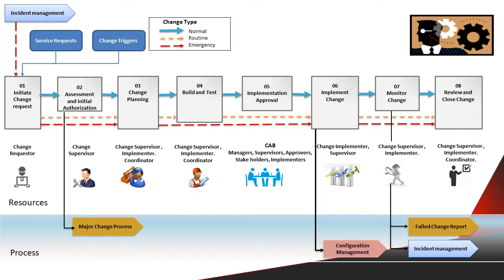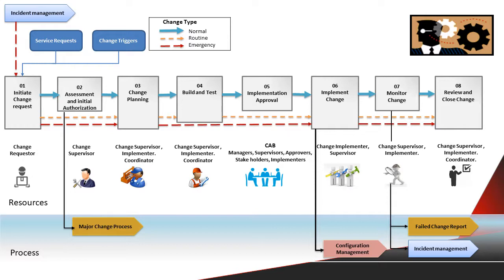They build the plan, they build a test plan, or they test internally how it works. Then when the change is built, planned, and tested, and it is a success that it can be implemented, it goes to a CAB approval. So all the stakeholders like network, security, managers, implementers, everyone comes together and brainstorms the change request.